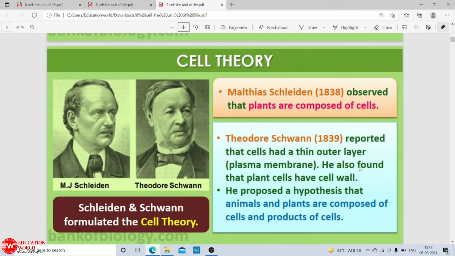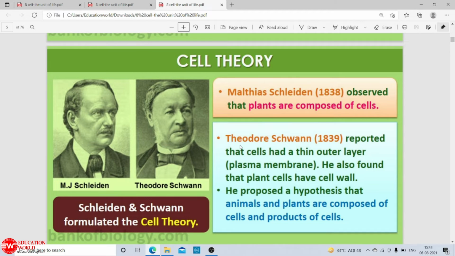So further advancements in the field of cell biology were made by Schleiden and Schwann. Schleiden was a German botanist and Schwann was a German zoologist, and both of these two reported that the plants and animals are comprised of small compartments known as cells.